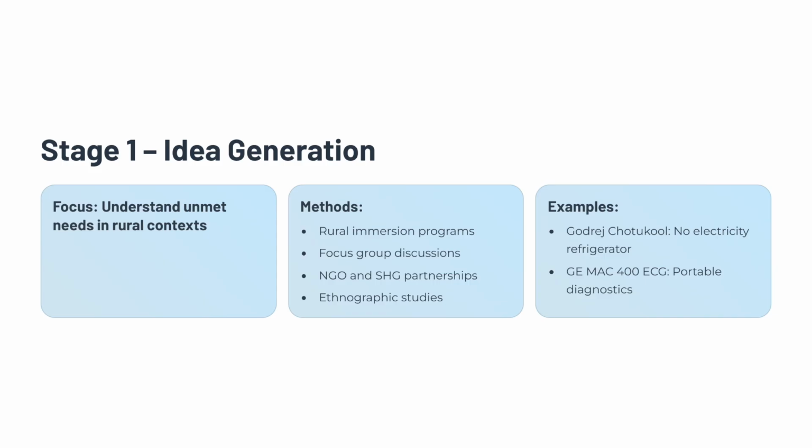What are some key methods to generate these contextually relevant ideas? Rural immersion programs are incredibly effective, where company executives actually live in rural areas to closely observe consumer behavior and infrastructure gaps. Focus group discussions and community interactions help identify latent needs. Collaborating with local NGOs, self help groups, or panchayats can pinpoint product or service gaps. And ethnographic studies help decode how rural households currently interact with similar products or their substitute solutions.